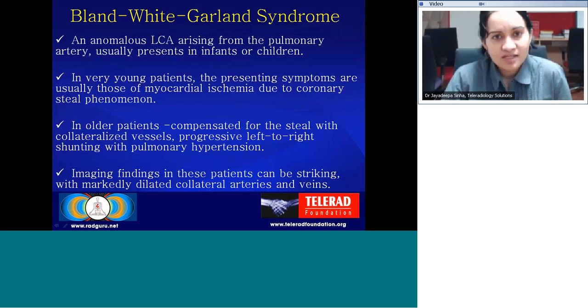An anomalous left coronary artery arising from the pulmonary artery goes by a popular eponym of Bland-White-Garland syndrome. It's usually a presentation in infants or children where they succumb to myocardial ischemia due to coronary steal phenomenon. However, if they are compensated, then there are extensively collateralized vessels across the heart, with patients who can live up to their old age and present with pulmonary hypertension.